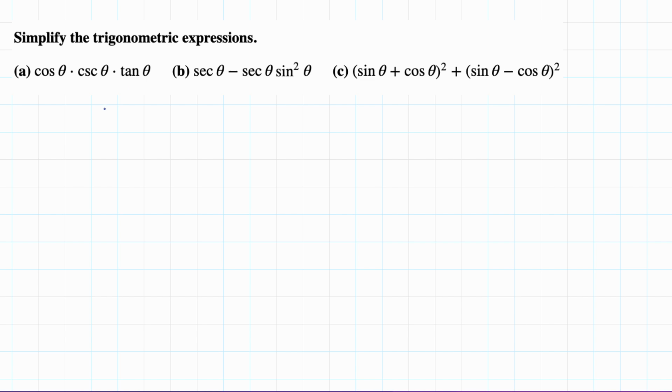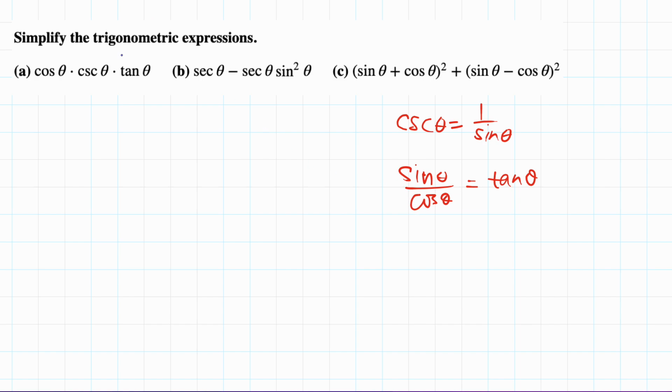Whenever we want to simplify, we always try to write everything in terms of sine and cosine. Here is already cosine, so we leave that. Cosecant, we know that cosecant is the reciprocal of sine, 1 over sine. And tangent is sine over cosine, the quotient identity.